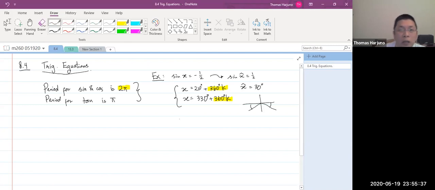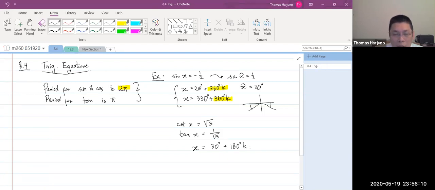Now, on the other hand, if I have a cotangent equation, let's say cotangent x equals radical 3, then tangent x will be the reciprocal, right? 1 over radical 3. And it's in quadrant 1. Tangent x is 1 over radical 3, then x will be 30 degrees, right? But then I add 180 degrees K. Okay, now that's to explain the period.